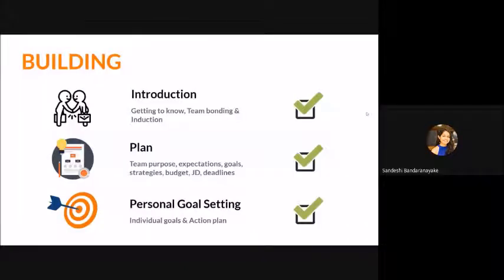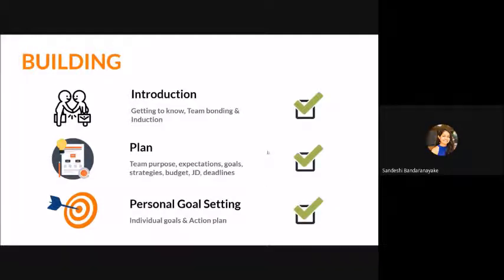All right, so building. In building, we have 3 steps. The first one is called induction, then you have planning, then you have personal goal setting. Induction is basically you getting to know your team members, and if you're a member, getting to know your team leader, things like that. And then you bond as a team for the first time. Induction also means the team members get to know what the function is about and what they're going to do.